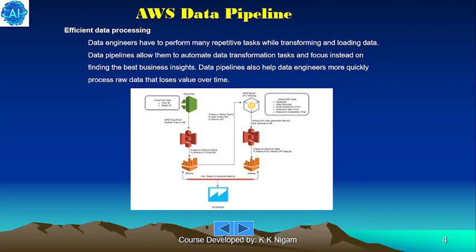Efficient data processing. Data engineers have to perform many repetitive tasks while transforming and loading data. Data pipelines allow them to automate data transformation tasks and focus instead on finding the best business insights. Data pipelines also help data engineers more quickly process raw data that loses value over time.